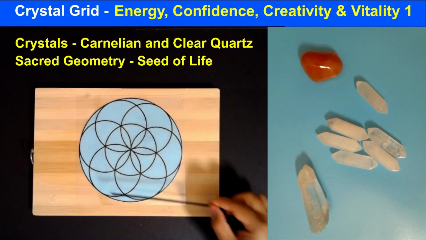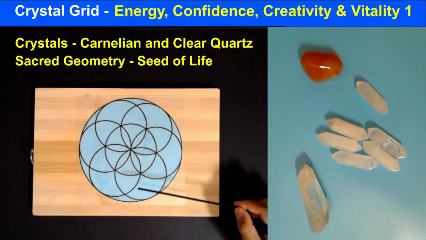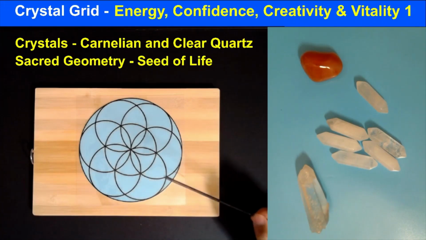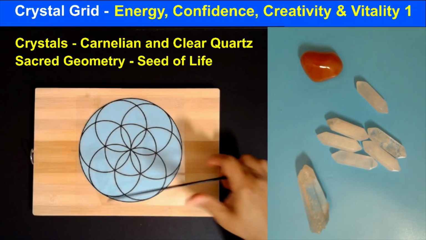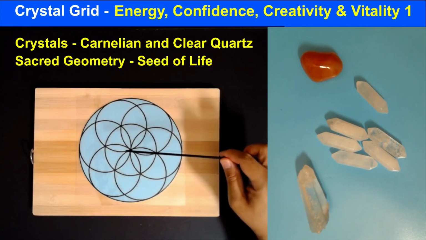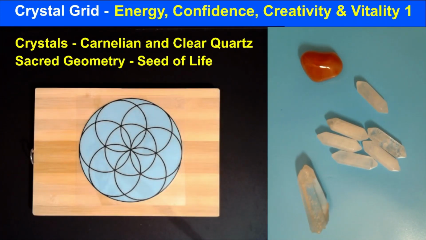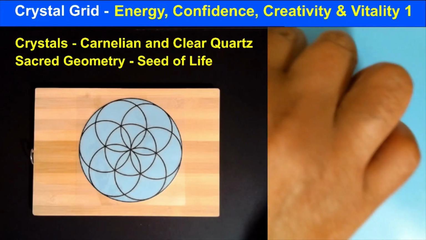So this is the seed of life, which is a sacred geometric pattern, and this is what we're going to use as a pattern for the placement of our crystals. Now we will go to a short definition of the carnelian crystal, because somehow this will be used as our center stone.